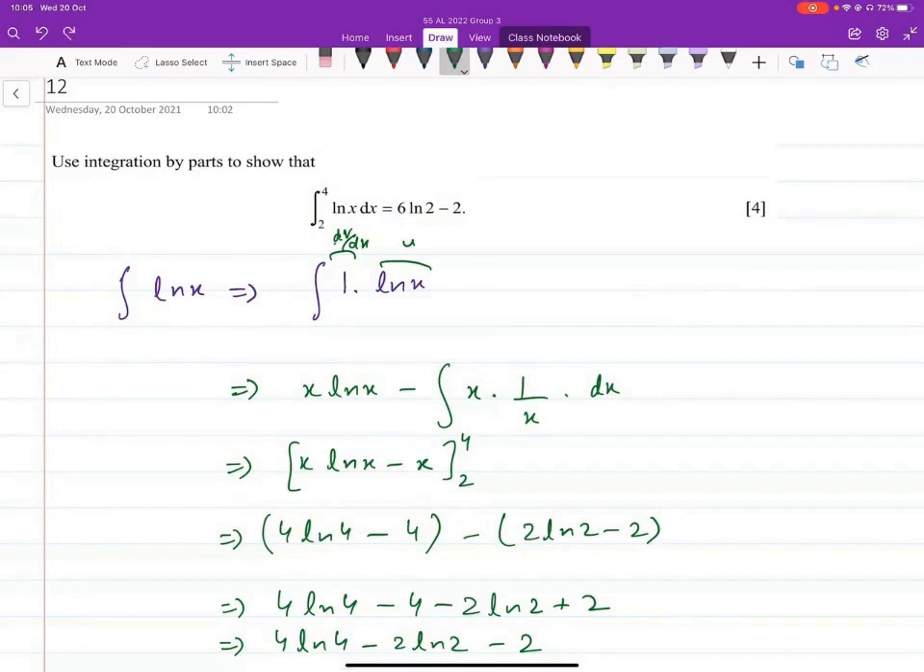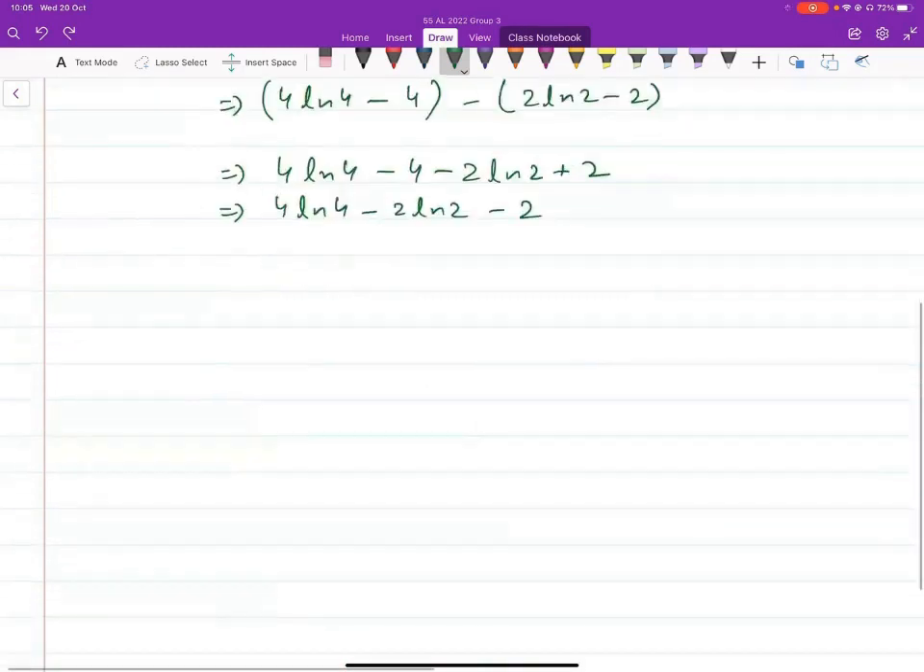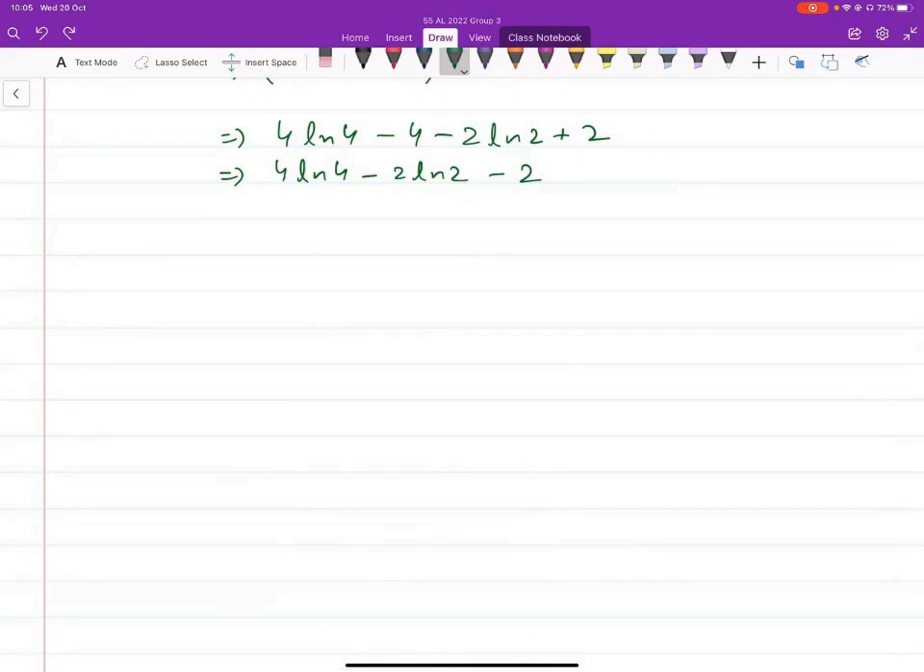What do you have inside the log? Inside the log, that's 2. What do we have here? We have a 4 and a 2. Both are different. You can divide it. ln of 4 over 2. You're saying you can do it as ln 4 over 2?